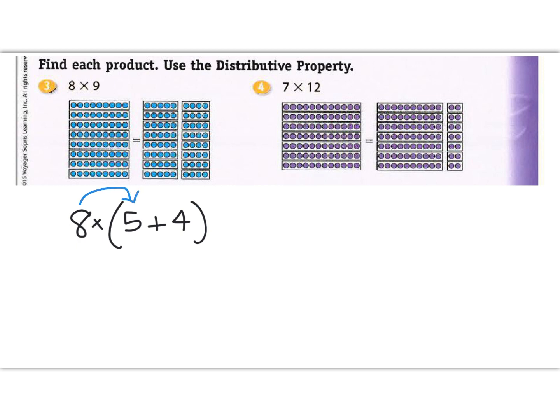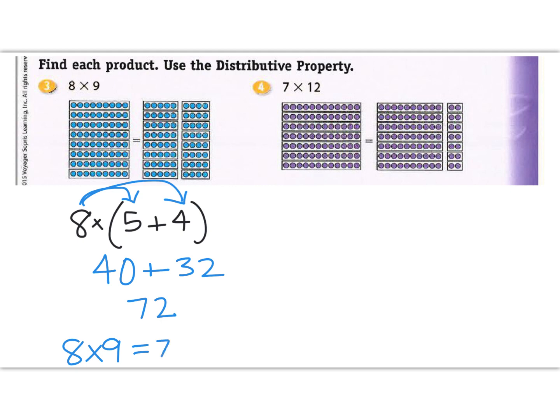We're going to do 8 times 5, which is 40, plus 8 times 4, which is 32. So our answer is 72. And we know from our math facts, we can double check it, 8 times 9 equals 72. So we get the same answer there.